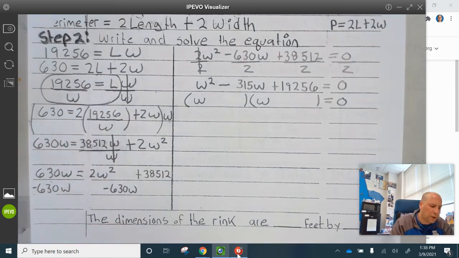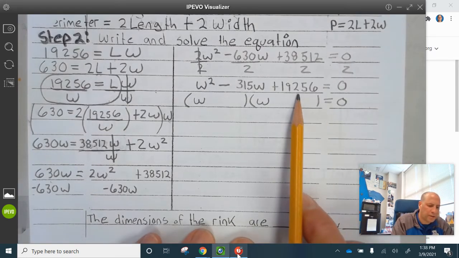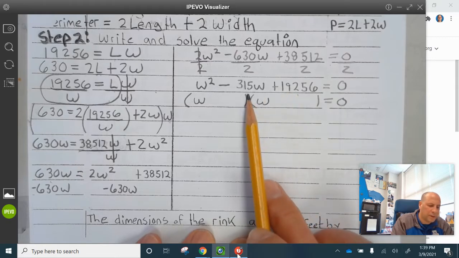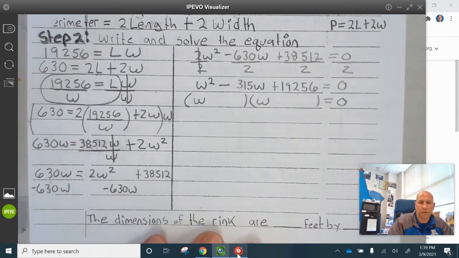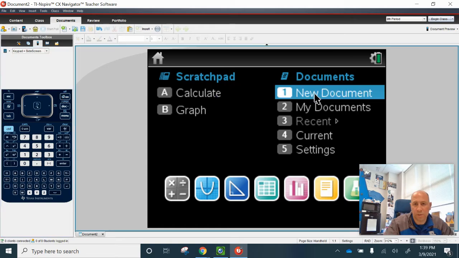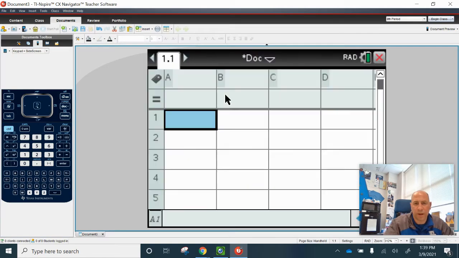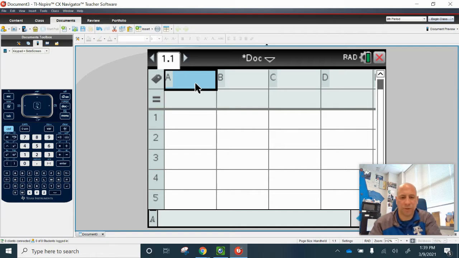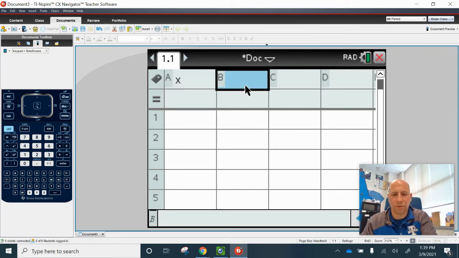Okay. Now we need to find out what two numbers multiply to give us 19,256 and combine to be negative 315. Okay, so what we can do is I'm going to go to New Document, and Add Lesson Spreadsheets. Okay, now what I want to put here is, let's call this X, let's call this Y.